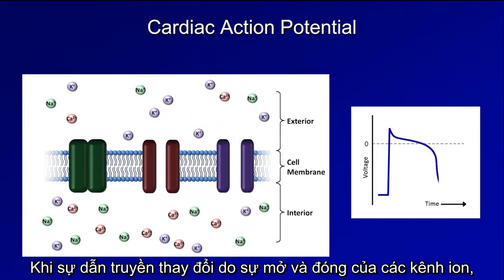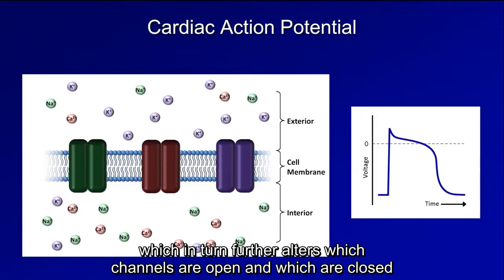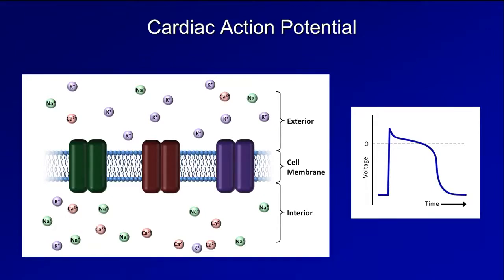As conductance changes due to the opening and closing of ion channels, changes in the transmembrane potential difference comes along very shortly afterwards, which in turn further alters which channels are open and which are closed.